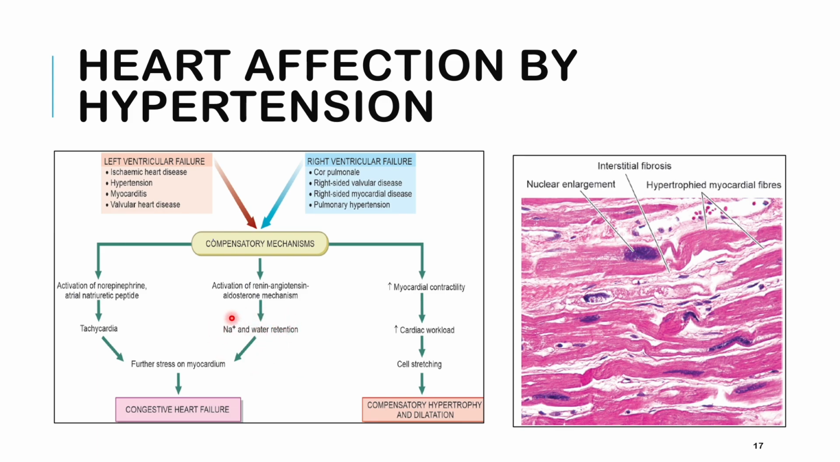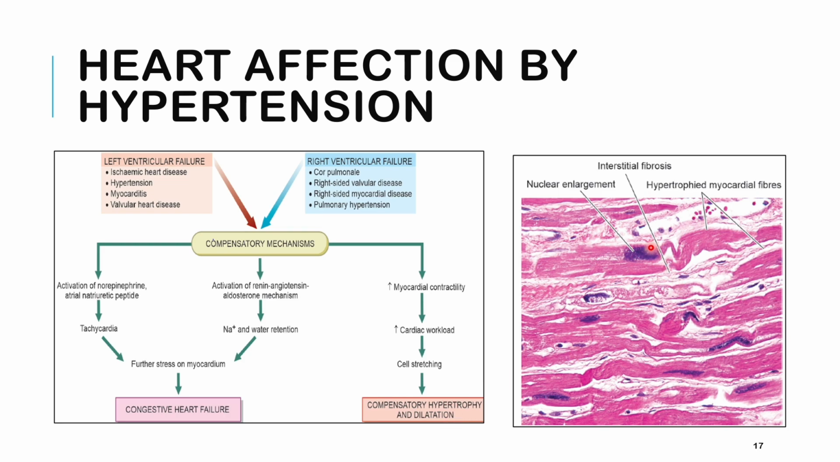So because of sodium and water retention, there could be ultimately further stress on the myocardium, which will aggravate the heart failure because of increased blood volume. Because of activation of norepinephrine and catecholamine release, there will be tachycardia and ultimately congestive heart failure. As a compensatory mechanism, myocardial contractility also can be increased, which will lead to increased cardiac output, cell stretching, and compensatory hypertrophy and dilatation of the heart can occur, which is known as a dilated cardiomyopathy.